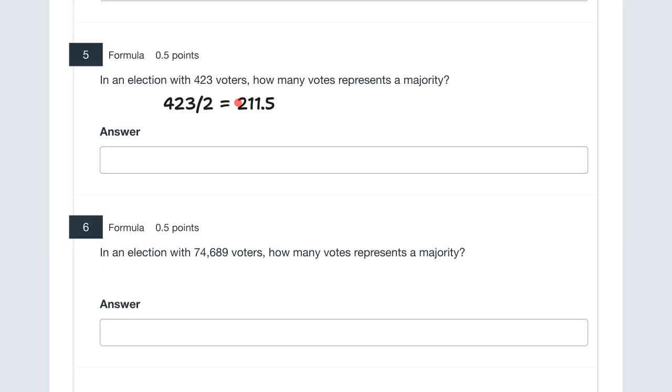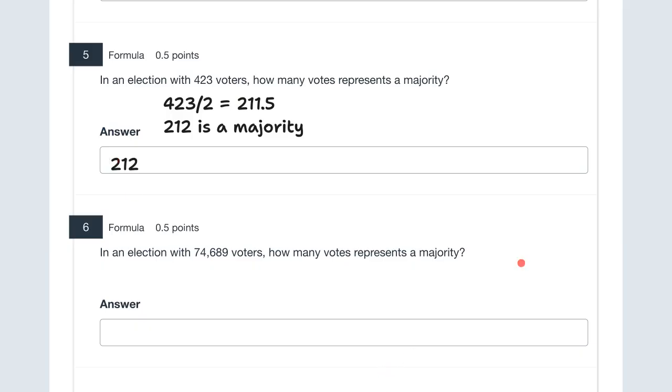Okay. Since this is a decimal, we can't split votes, so we can't have a 211.5 tie. So that means 212, the first whole number over half, is a majority. So in our box, 212.